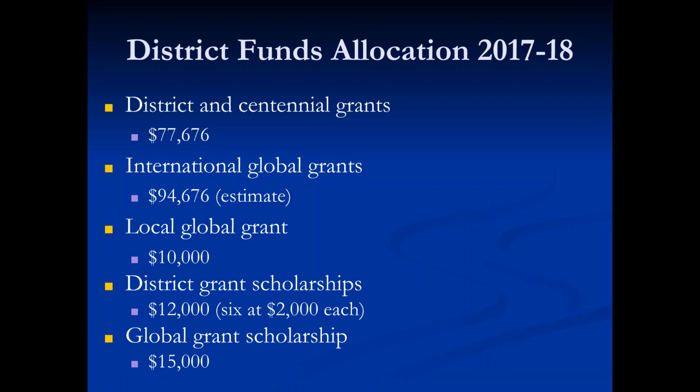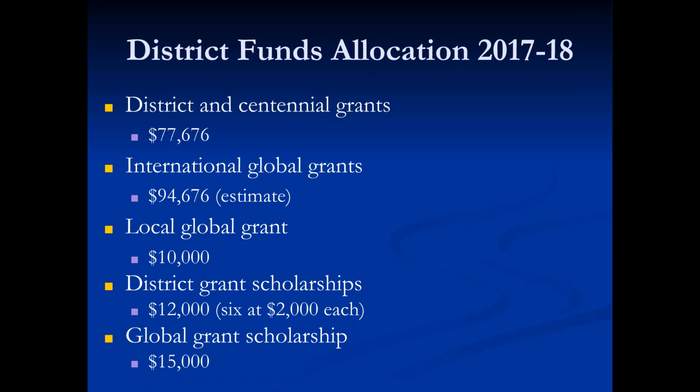Now let's look at the district funds allocation for 2017 and 18. For district and centennial grants, we're going to allocate $77,676. This is a little bit less than we had last year, about $16,000 less. This money comes from the amount that was donated by the district and clubs in the district to the Rotary Foundation Annual Fund 3 years ago. Each year this number changes, and this year we're going to have $16,000 less, but I think we'll still have sufficient money for quite a few projects.